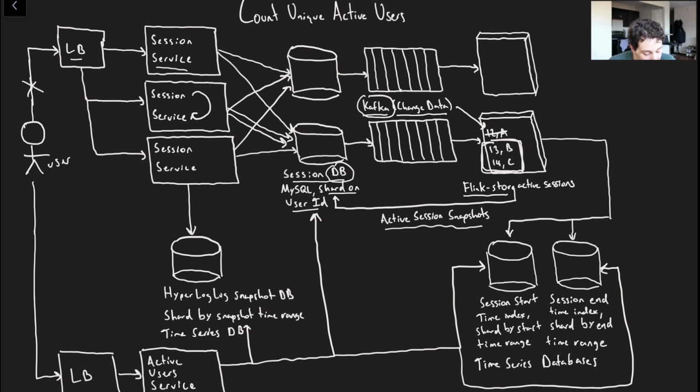Cool, so that's one thing that we're going to do, which is publishing these active session snapshots for a given timestamp. The other thing that we're going to do is be syncing all of this data over to the session start time index and the session end time index. So as we mentioned in terms of how we want to get our exact solution, it's pretty imperative that if I have a given timestamp, I can quickly figure out all of the sessions that started within those two timestamps and all of the sessions that ended within those two timestamps.